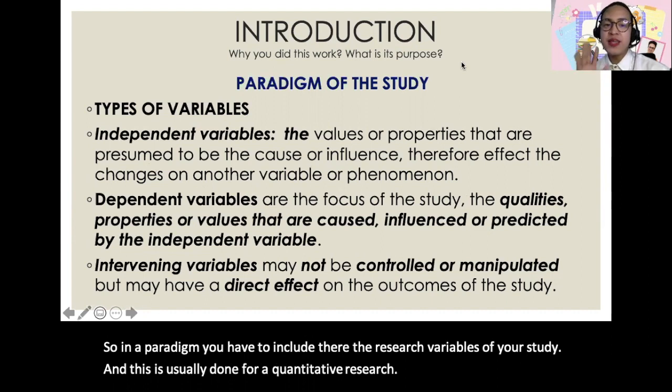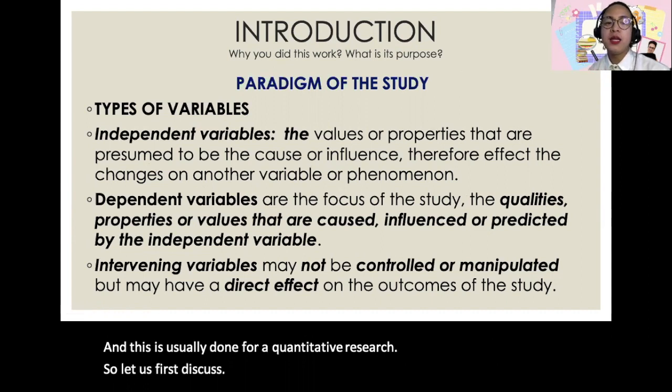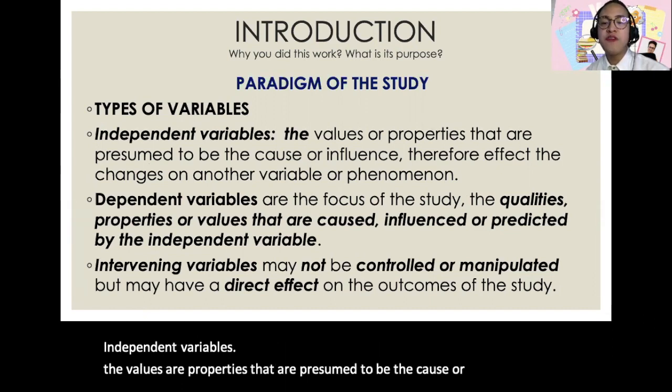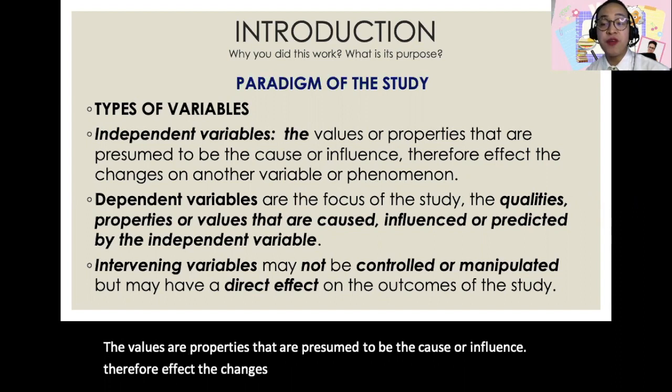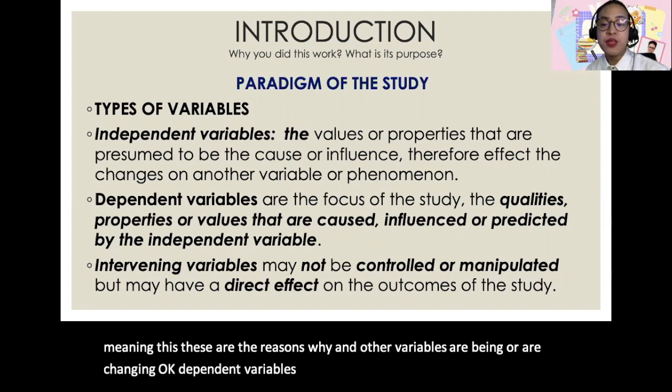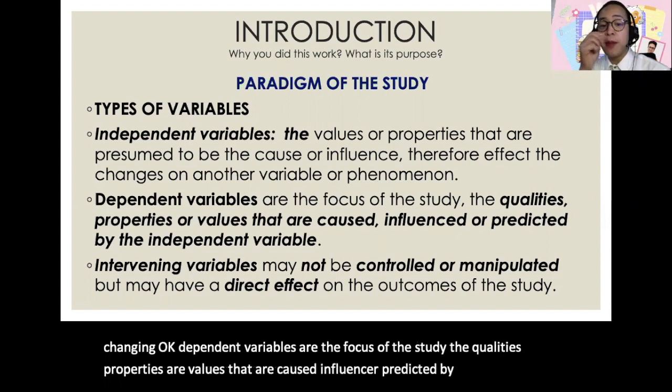So let us first discuss the types of variables. Independent variables: the values or properties that are presumed to be the cause or influence, therefore affecting changes on another variable or phenomenon. Meaning these are the reasons why other variables are changing. Okay? Dependent variables are the focus of the study: the qualities, properties, or values that are caused, influenced, or predicted by the independent variable.